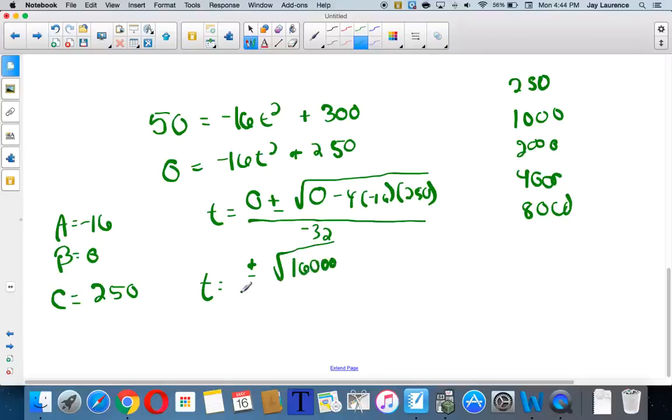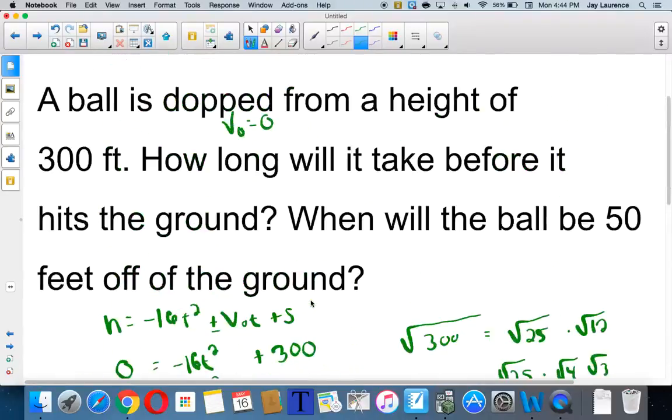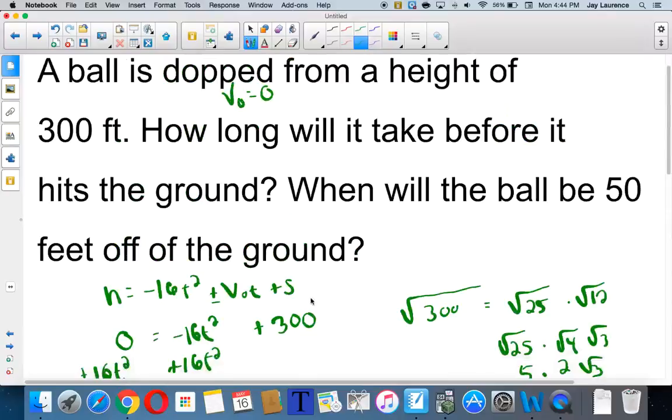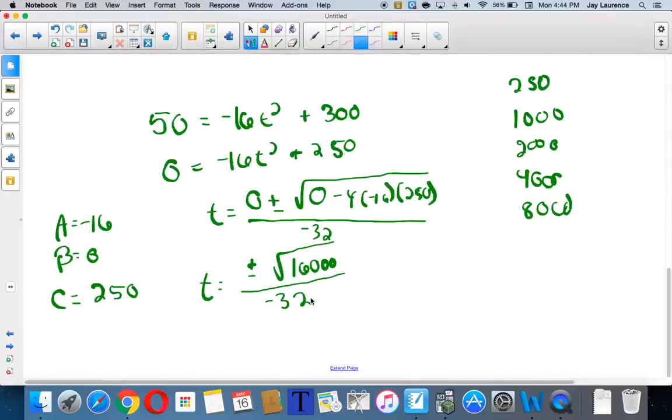Negative 32. So I'm going to go to my calculator. I'm only going to worry about the negative square root on this one. If I do the positive square root, I'll end up with a negative answer. For a time, that doesn't make sense. The square root of 16,000 divided by negative 32, and I end up with about 3 9/95 of a second. Okay, so almost 4 seconds. So 4.3 seconds to hit the ground, and 3.95 seconds to get to 50 feet, to drop all the way down to 50 feet.